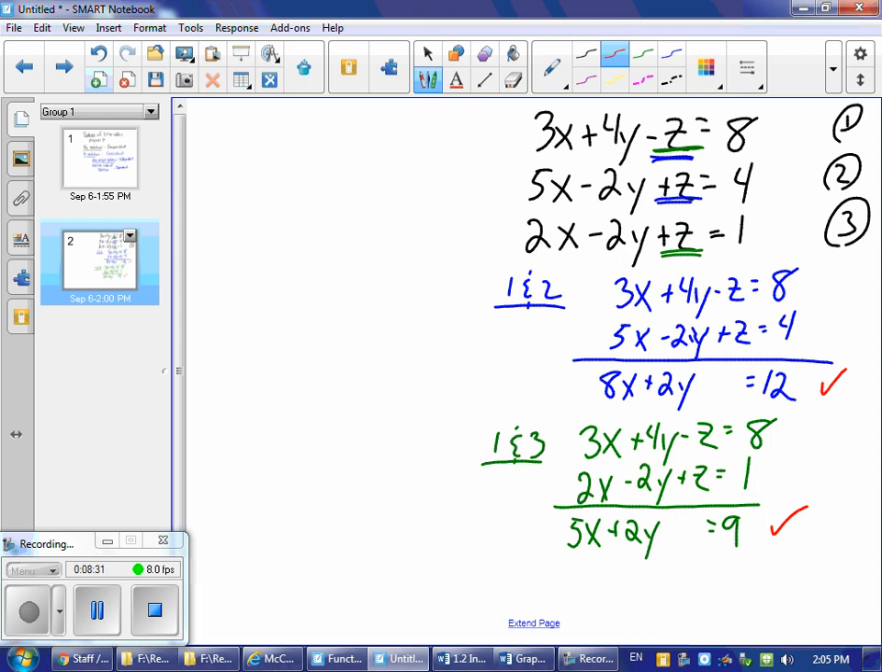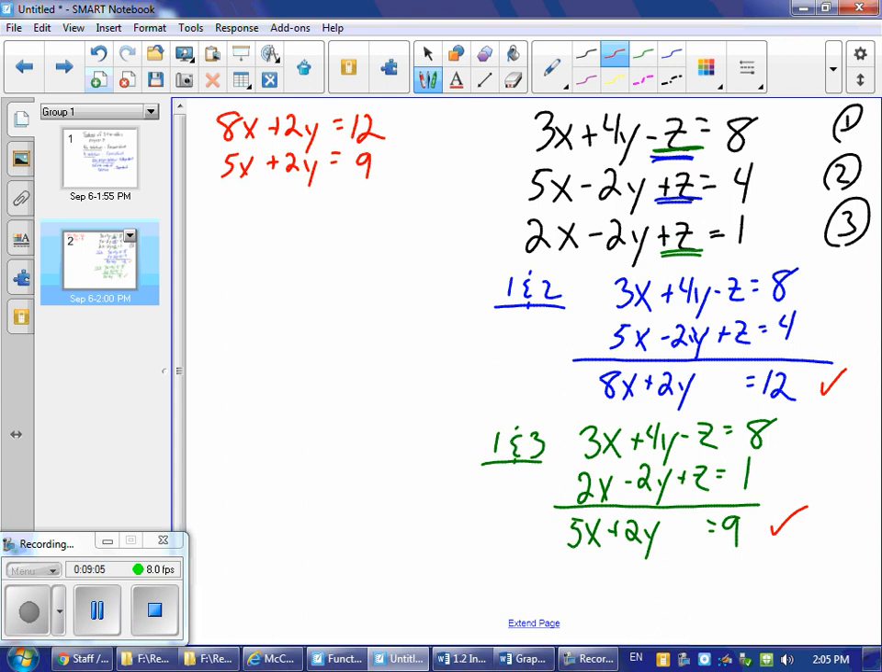I did say I was going to use the right side of the screen. I'm going to try and use the top of the left, and we'll see how well this works. So I'm going to rewrite the blue equation, 8x plus 2y equals 12. And then the green equation, 5x plus 2y equals 9. Now the problem is I can't just add two of these equations together and get rid of one of the two variables.